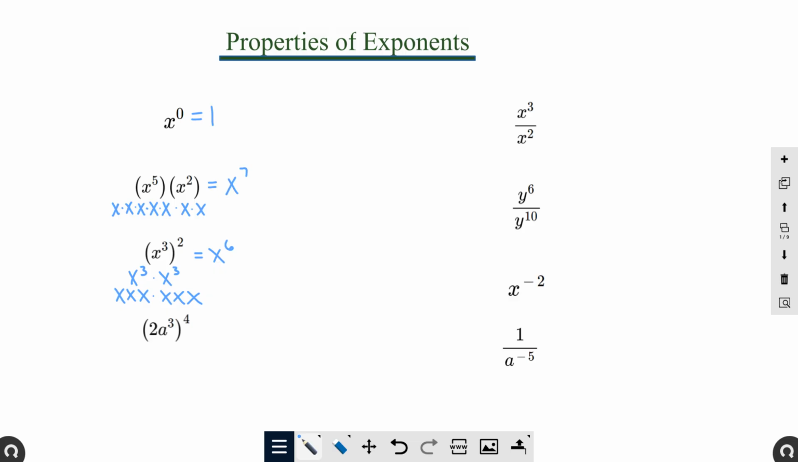Power times a power, so I add. Power times a power, so I add. I should sing a little louder because a power times a power, so I add.